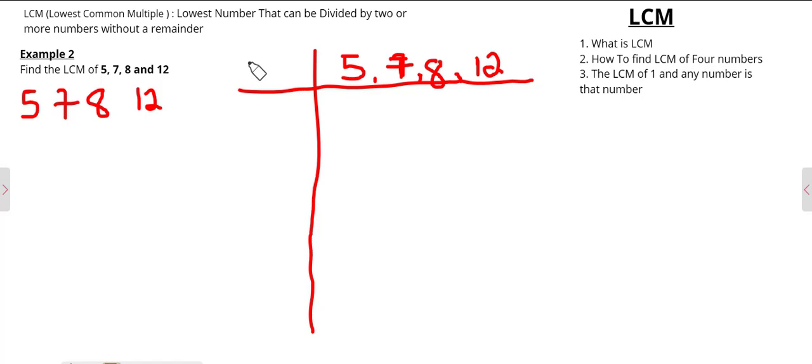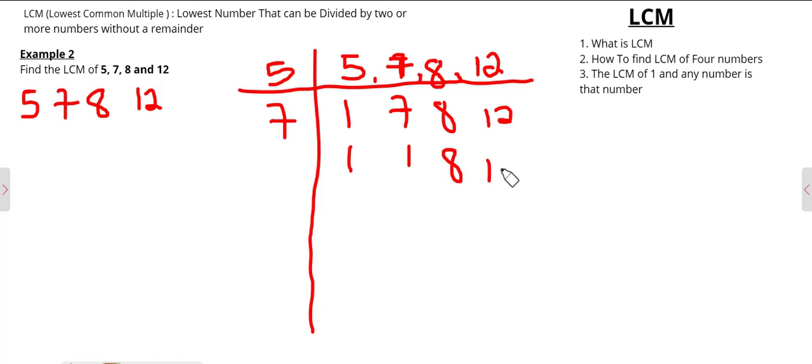So on the list there, 5 and 7 cannot be divided by any other number without a remainder. So we first have to divide those two. So we have 5 divided by 5 to give us 1. So we just bring down the other numbers: 7, 8, and 12. So next we divide 7. So here we have 1, 1, 8, and 12. So like so.